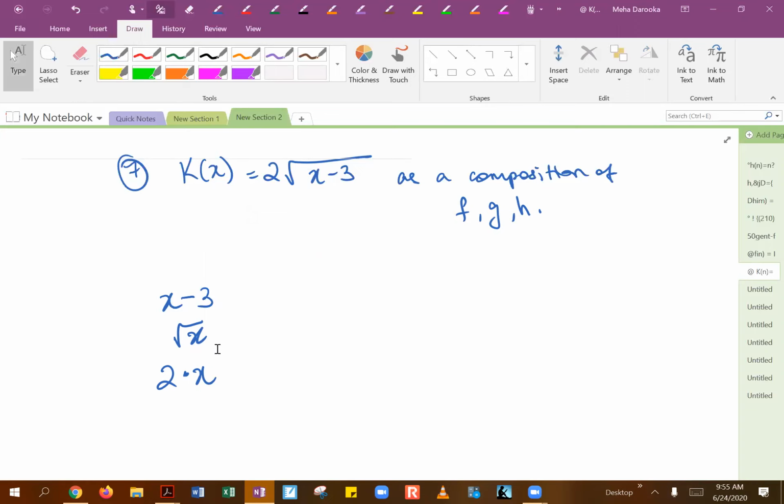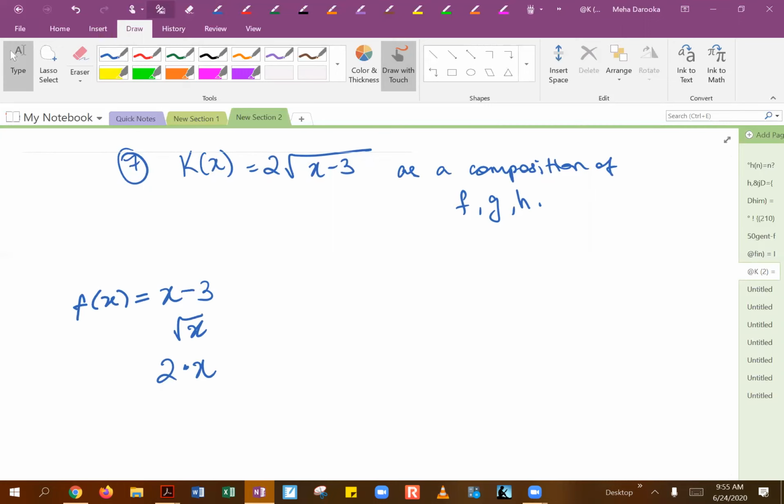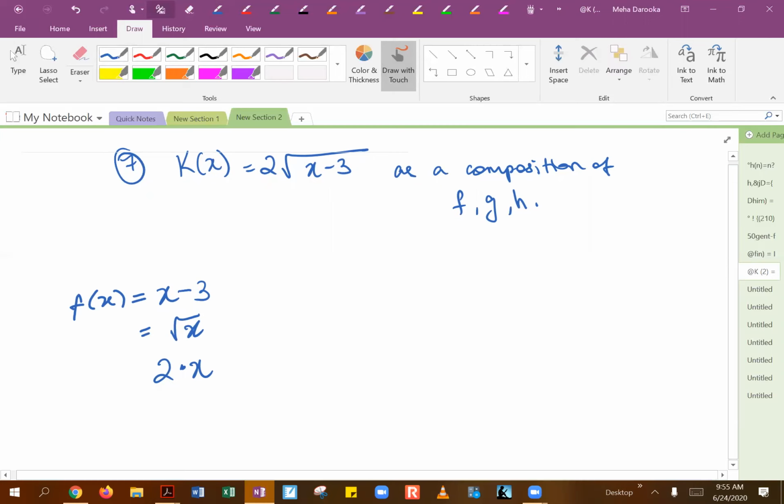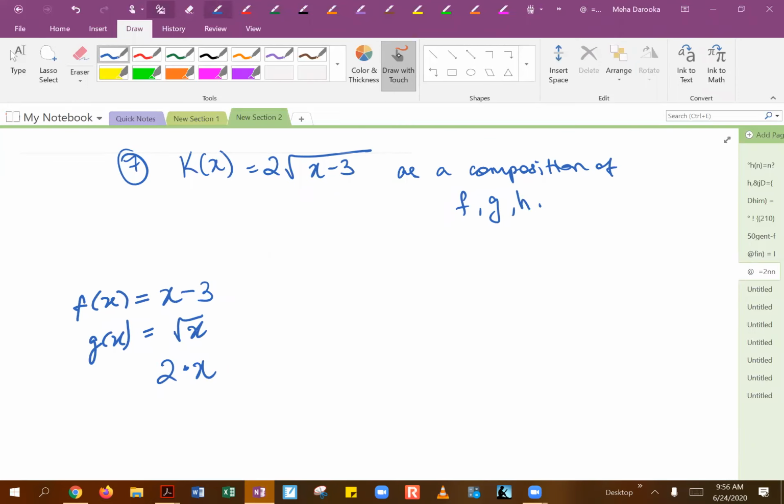So if you just stuck with, let's say, the first one is our f of x function. You could say the second one, and I'm just going in alphabetical order here, our second one would be the g function. And then, of course, that means the last one would be the h function.